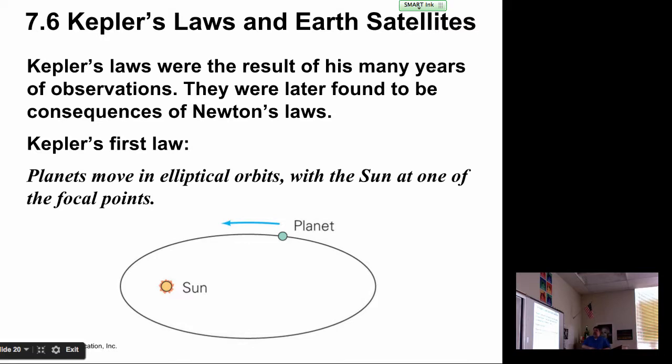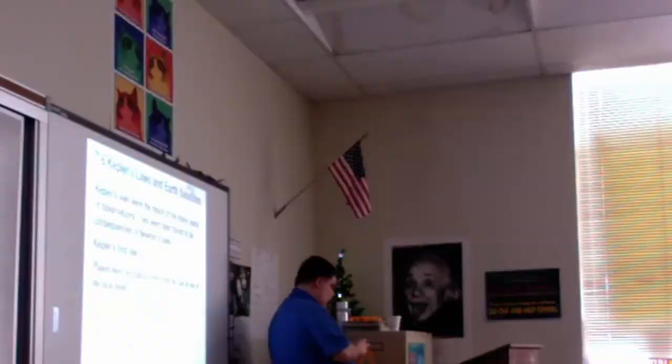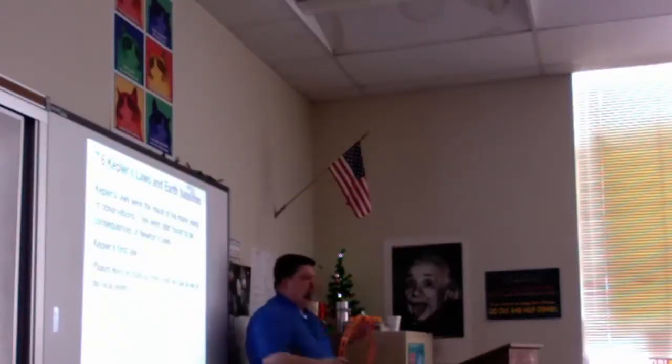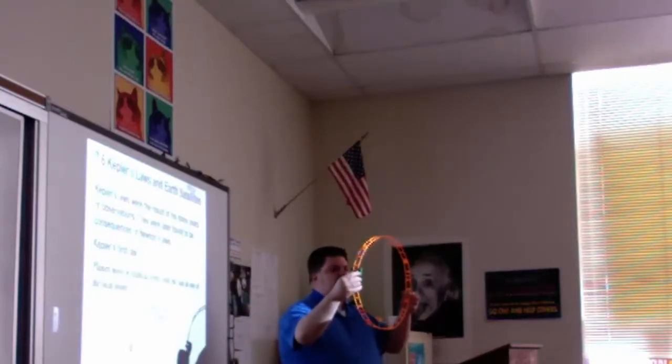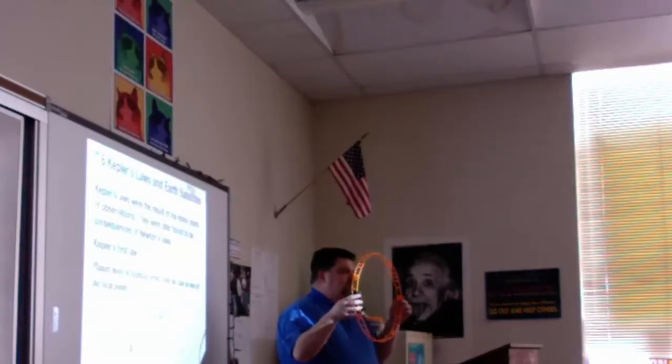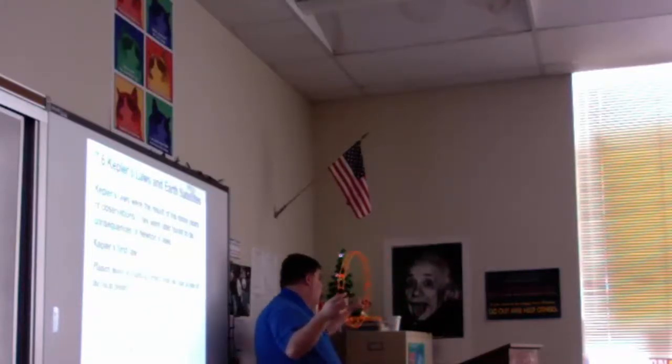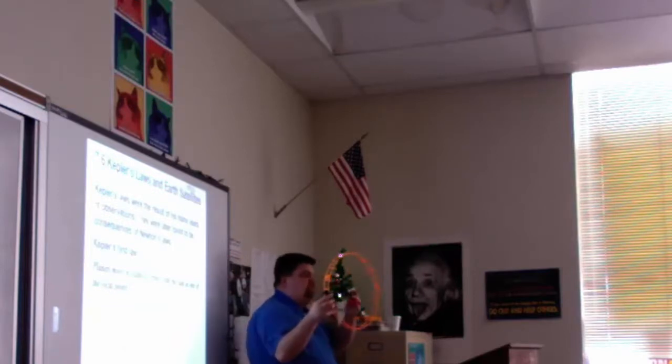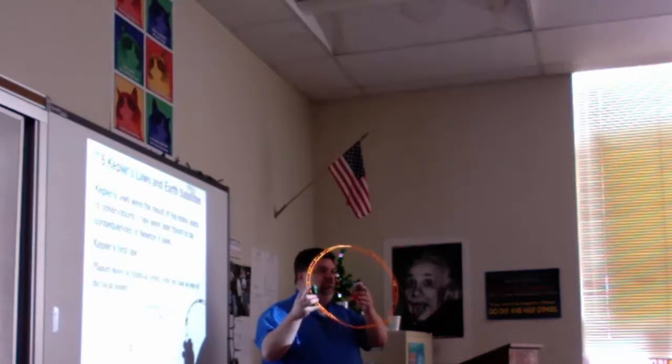So Kepler's first law is that planets move in elliptical orbits with the sun at one of the focal points. And we call those foci. And so the way that works is, I got to take this card off here. Let's assume that this card has a mass, and let's assume that this is like the sun, and my green cart is like the Earth.